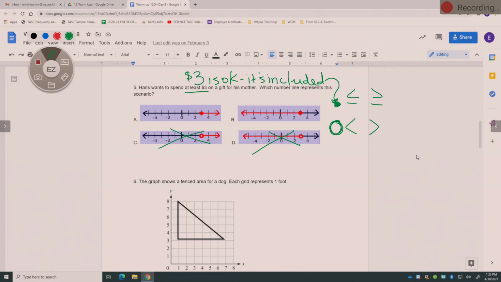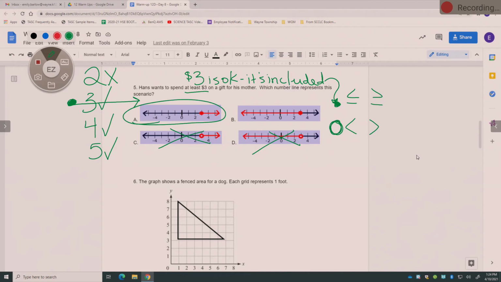The next thing we have to look at, he wants to spend at least $3. So $3 is okay, but he's also okay with spending more. $4 is okay. $5 is okay. But if he wants to spend at least $3, then $2 is not okay. So we are looking for a number line that has a closed dot at 3 and then contains the numbers 4 and 5 and keeps going. And that is answer A.